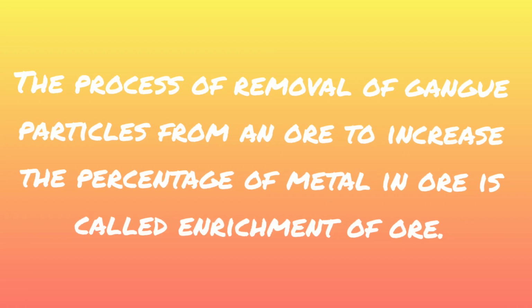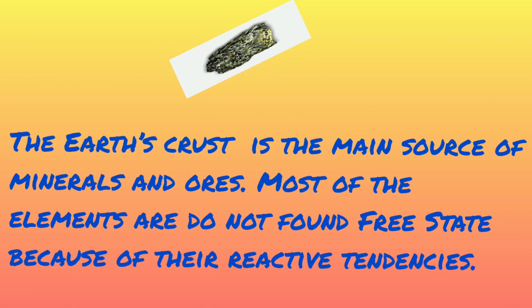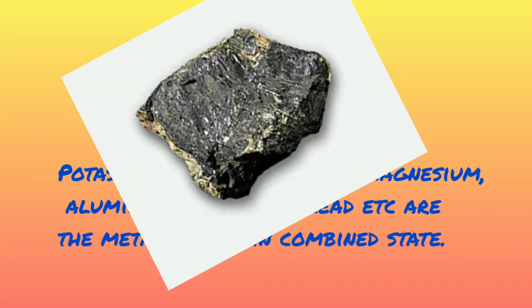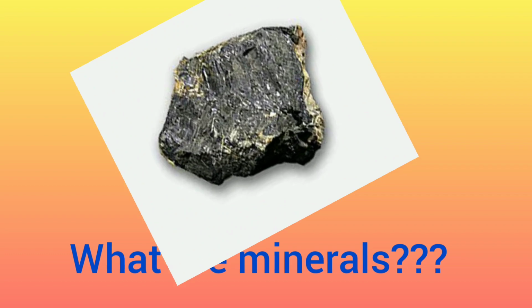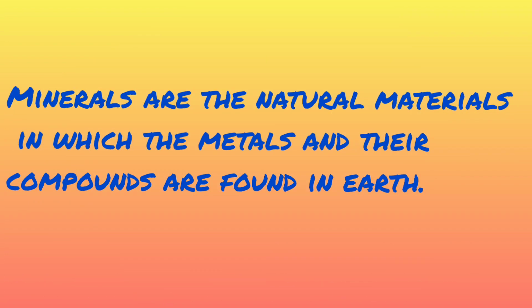Different colored crystals which are found under the earth's crust. The main source for any metal is a mineral. They all do not exist in the free state. They are found in the combined state. The minerals are the natural material which contain metal in the form of compounds also.